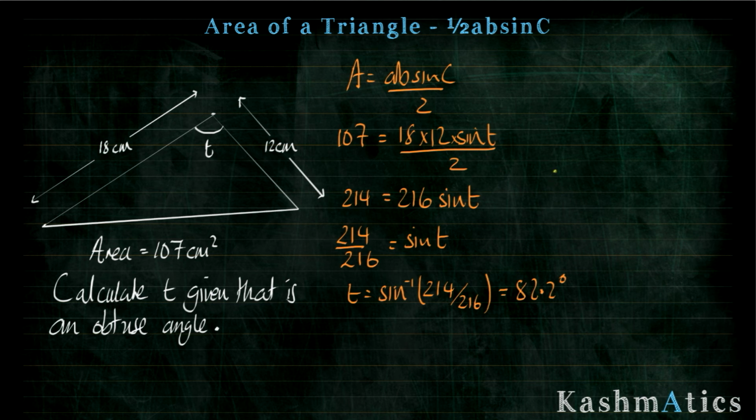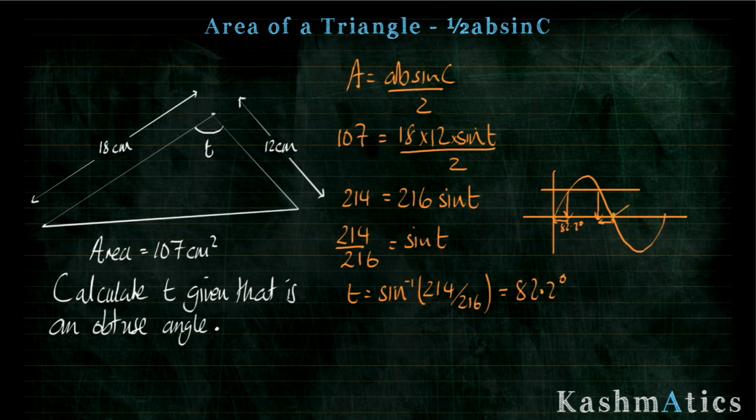Now if you look at the sine curve, the sine curve looks like this. And 214 divided by 216 is a positive number. So let's just draw a line over here. And the sine of two angles actually give that value. Okay. Now what we've just found is this one over here. This is 82.2 degrees. That's this distance here, or this angle here. And that means this angle over here is also 82.2.